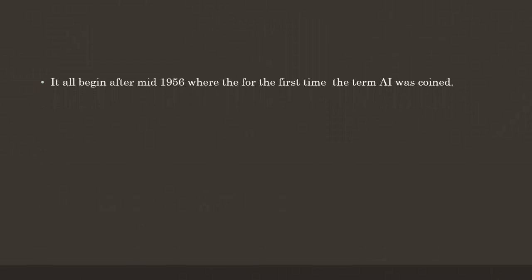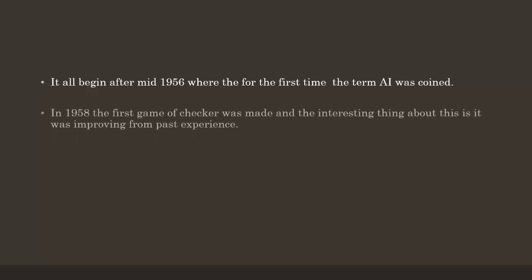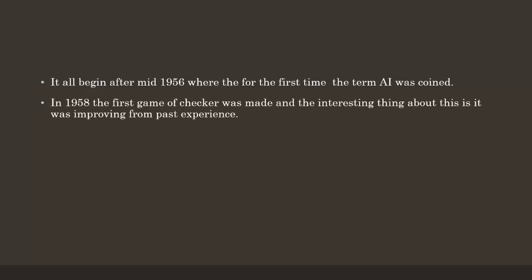It all began in mid 1956, when for the first time the term artificial intelligence was coined. Machine learning is a subfield of artificial intelligence. In 1958, the first game of checkers was made. But this game was more interesting because it was improving from past experience.